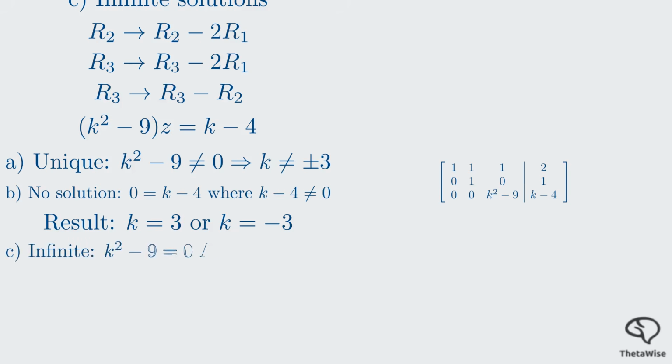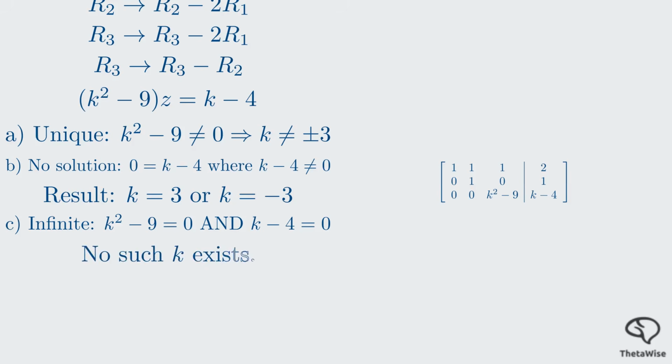Wait, let's re-examine infinite solutions. This requires the entire row to be 0. For the left side to be 0, k must be 3 or -3. But for the right side, k minus 4, to be 0, k must be 4. These cannot happen at the same time. Therefore, there is no value of k for which this specific system has infinite solutions.